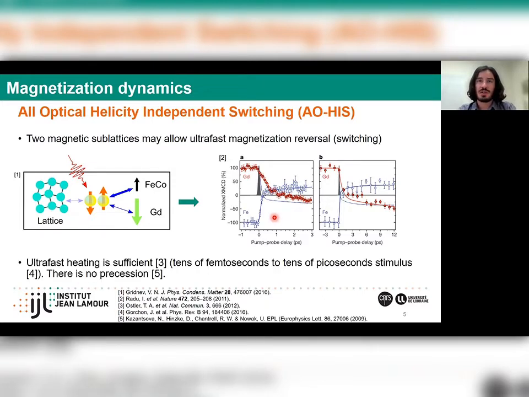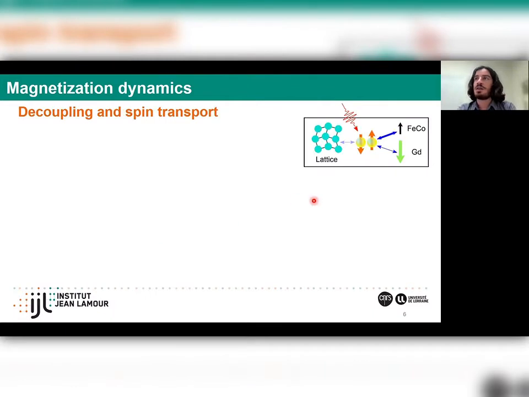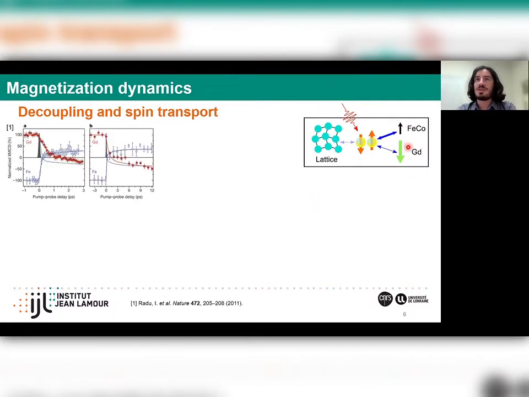This process only requires ultra-fast heating. The light itself is not required. And it is also important to note that there is no precession involved in this process. So usually in these samples, to understand these dynamics, it is possible to only consider the f and d electrons.